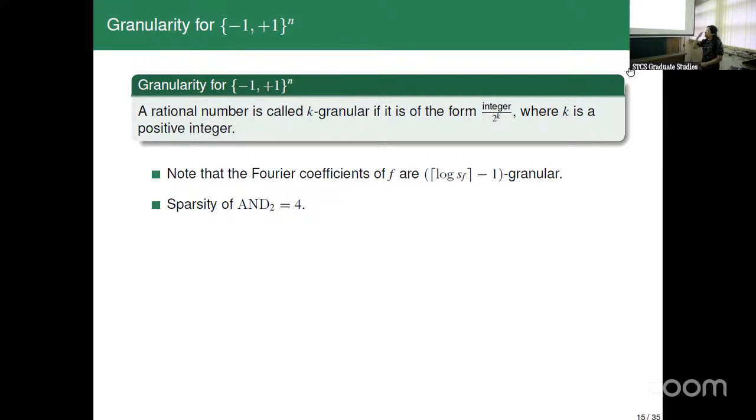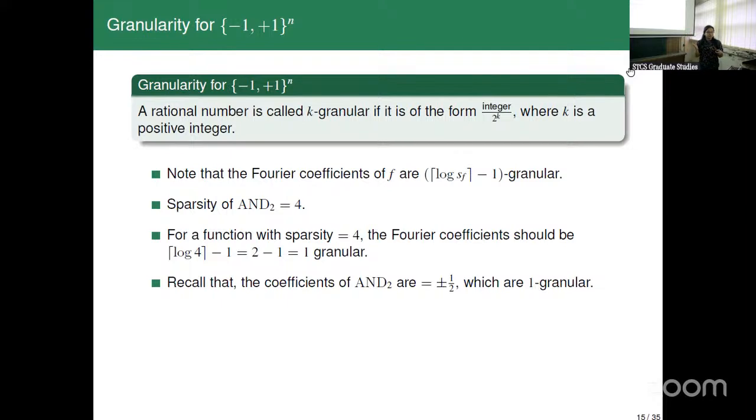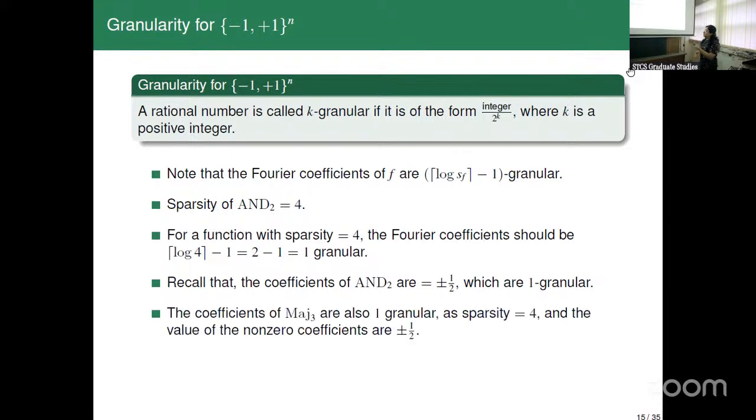Now, as we had seen earlier, the sparsity of n is equal to 4. For a function with sparsity 4, the Fourier coefficients should be 1 granular by this theorem. We recall that the coefficients of n were plus minus half, and hence they are 1 granular. Similarly for majority, the sparsity is 4, and for the same reason, the coefficients of majority are also 1 granular.